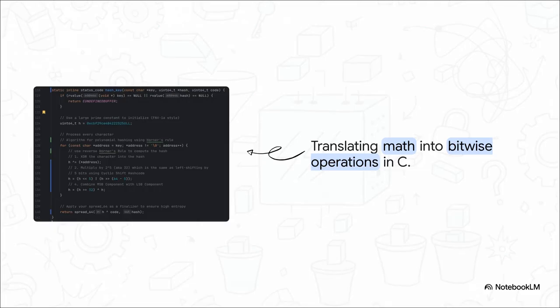Let's actually look at how this translates into real C code. Before we even process a single character, we initialize our hash with a massive prime constant. It's a classic FNV-1a style initialization. Why do this? It gives us a highly randomized starting point, meaning even super short strings are going to produce complex hashes right out of the gate.